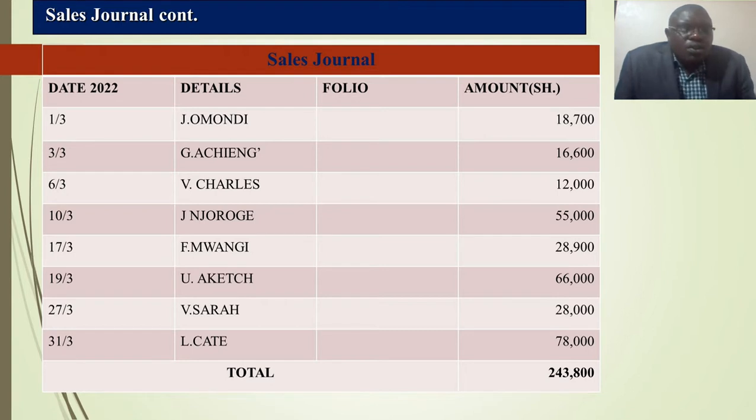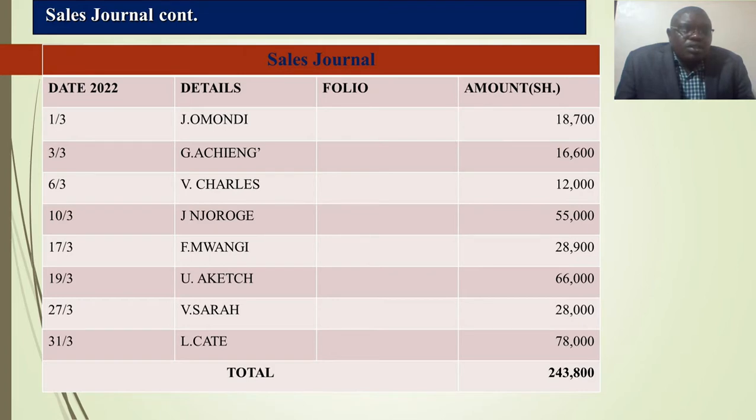Let us look at all those transactions the way they have been recorded. On March 1st, the client is J. Omondi. So in the details column, we write J. Omondi. I've explained why the folio column is left blank, but in the amount column, we have 18,700. That is the amount the client called J. Omondi owes to the business. On March 3rd, J. Atieno is the client. The amount is 16,600. On March 6th, the client is V. Charles. The amount is 12,000 Kenya shillings.